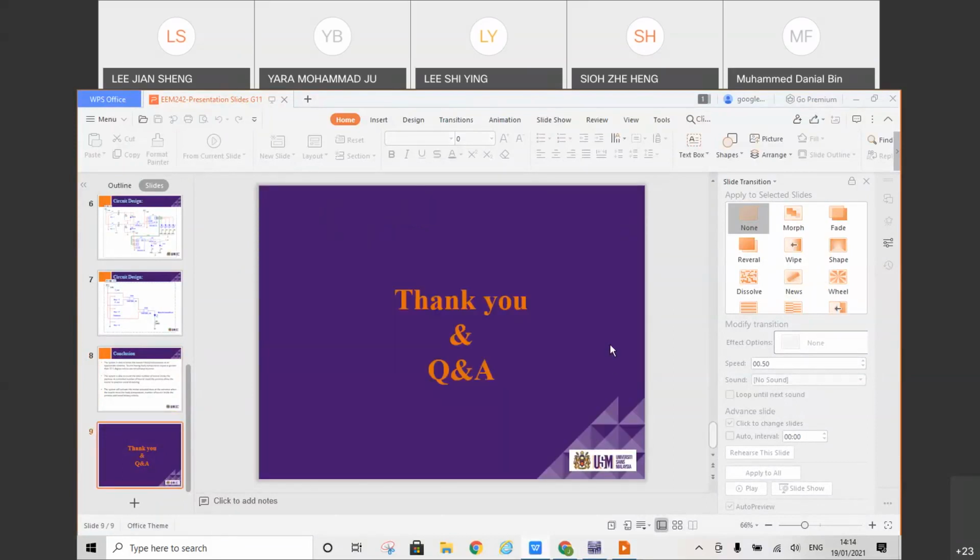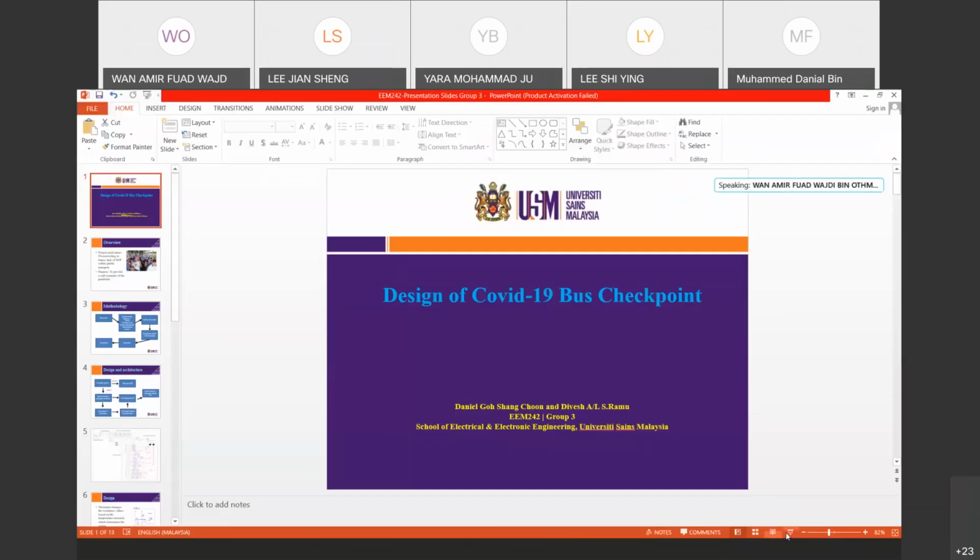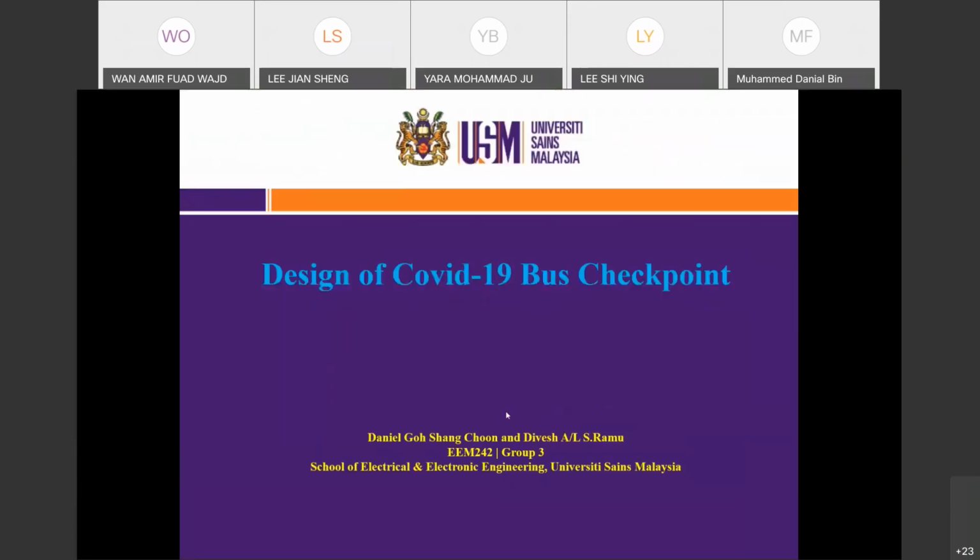Thank you. Okay, thank you, Yara and Jianshen. Next, we move to group 3, Daniel and Divesh, please. How come I got the wrong name here? So Divesh, Daniel and Divesh. Okay, please.